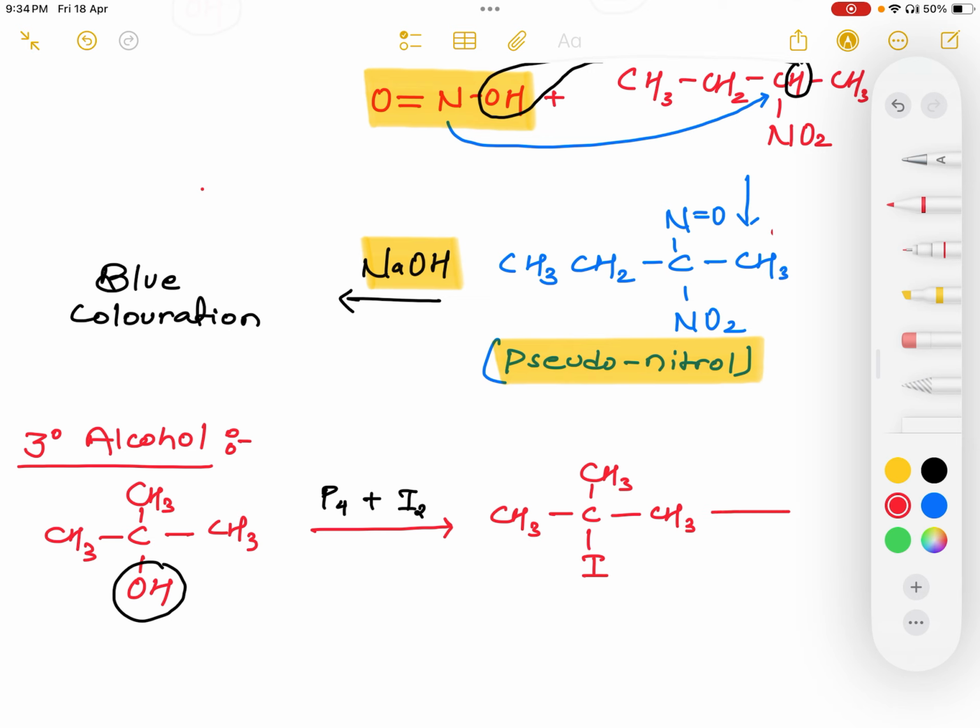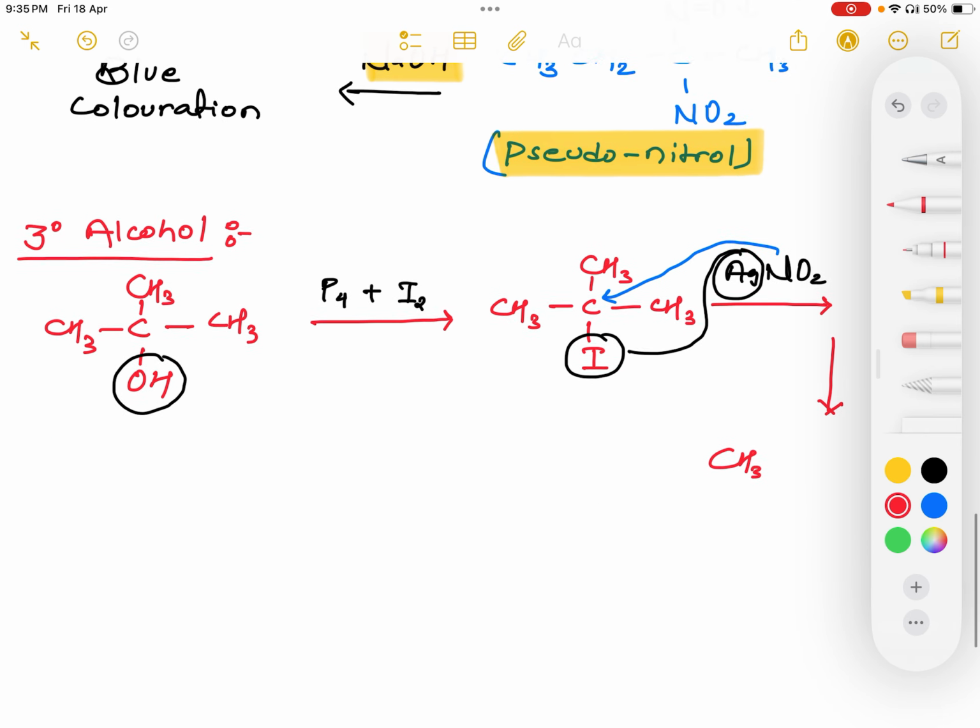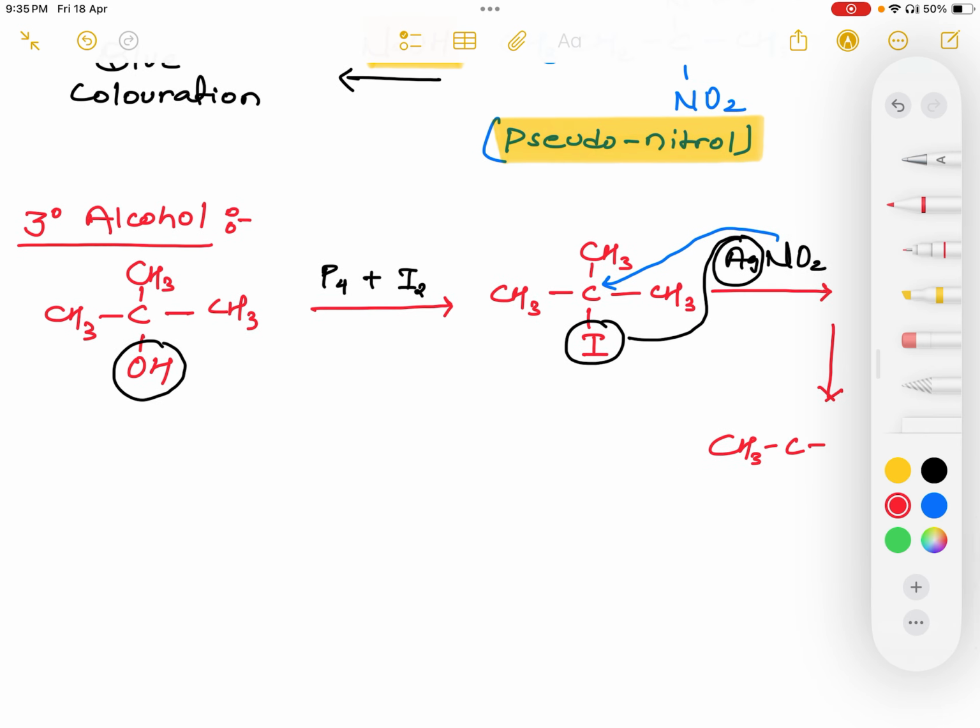Next, what we need to do? Second step, we need to treat it with AgNO2. So what will happen? The I group will be taken away by the Ag group, and the NO2 group will come and attach right with this carbon to form something like this: CH3, CH3, CH3, and there we have NO2 group.